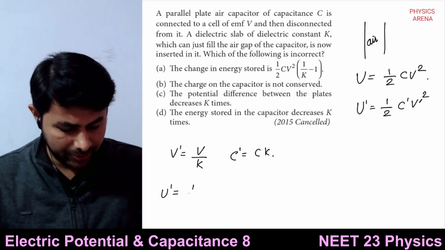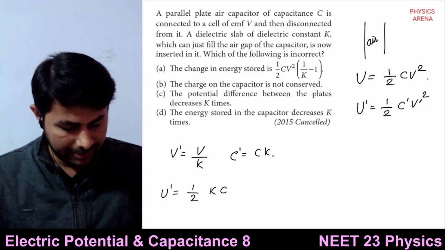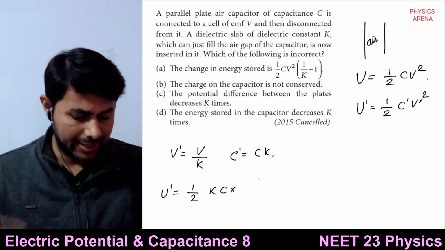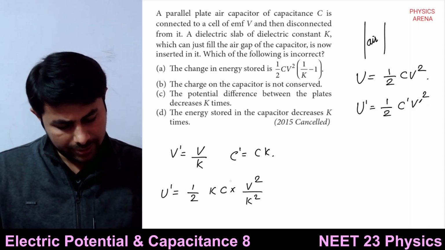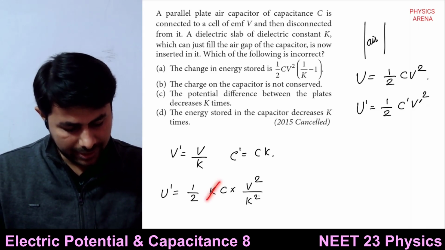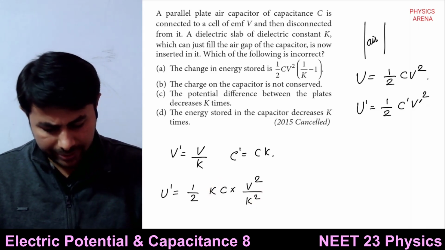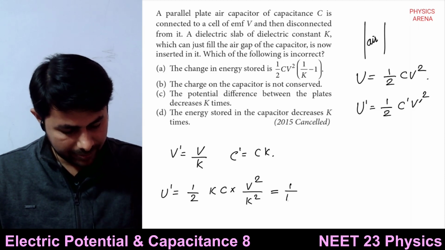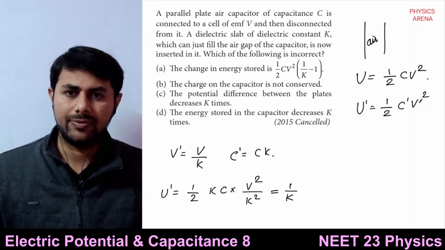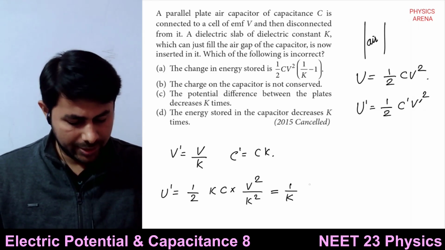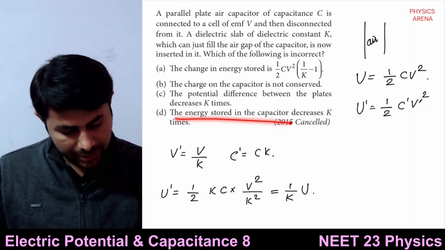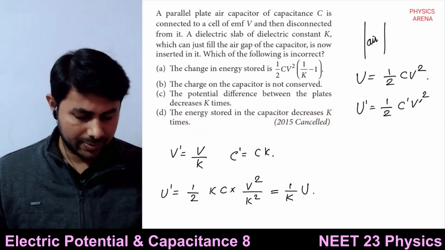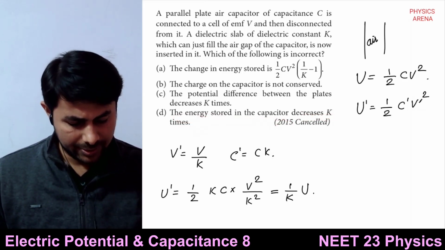U dash will be equal to half of K times C multiplied by V dash square, which is V square divided by K square. So K and this K get cancelled. So it is 1 by K times half of CV square, so it is 1 by K times U. So let's see, energy stored in capacitor decreases K times. So this is correct, right?